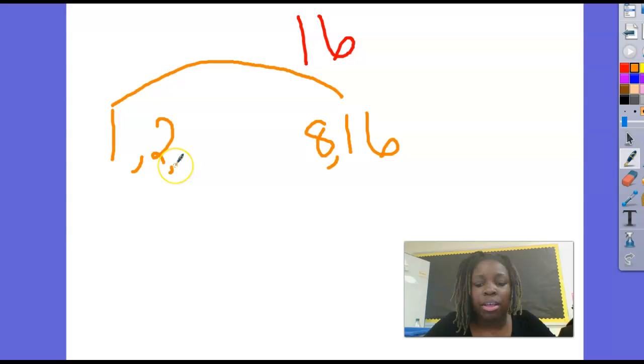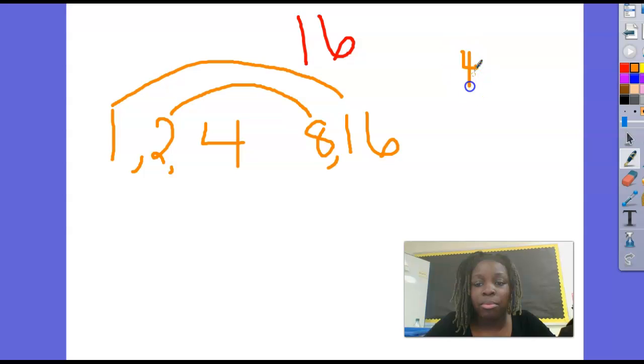And then can I do 3 times anything that equals 16? Excellent, I cannot. So then I'm going to go with 4. So, forgot my rainbow again. So 4 times what equals 16? Great, 4 times 4. Now this is the kicker.